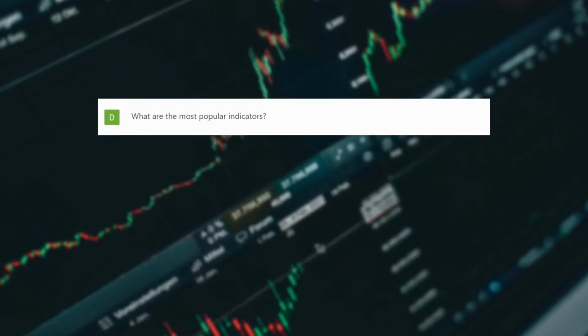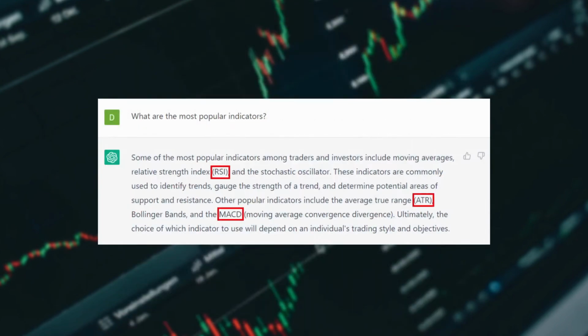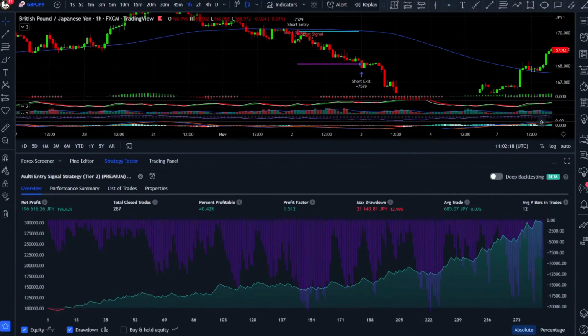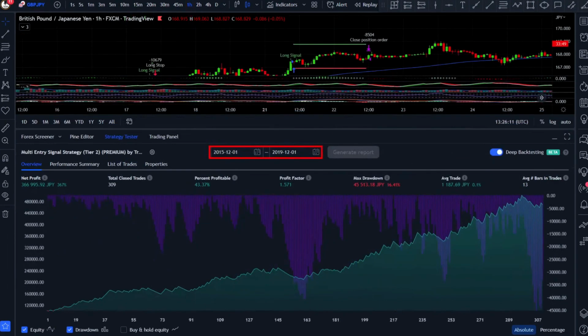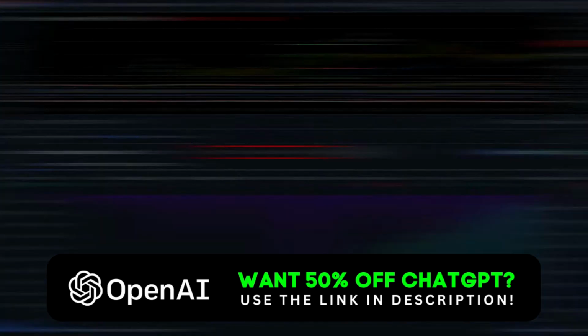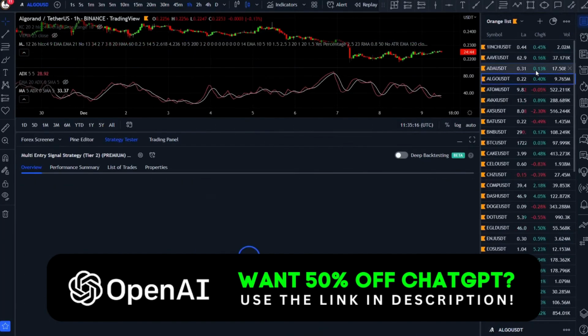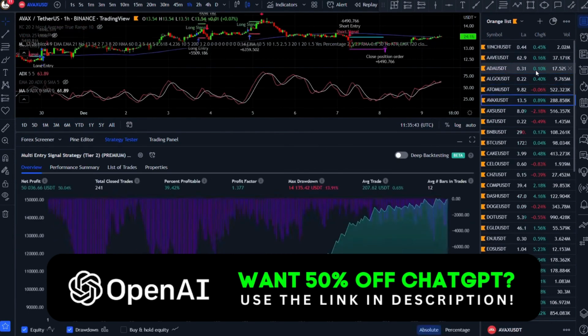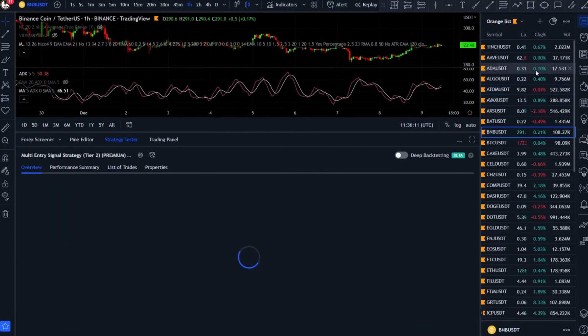So I asked it what are the most popular trading indicators out there, and it answered RSI, MACD and ATR. I decided to put together a strategy using these indicators and optimized it for the British pound versus Japanese yen 1-hour chart. I did the optimization between 2015 and 2019. And guess what? The results were absolutely amazing. But that's not all. I wanted to see if this strategy works on other markets also, so I tested the strategy on 51 different cryptocurrency pairs and 45 out of the 51 were profitable.